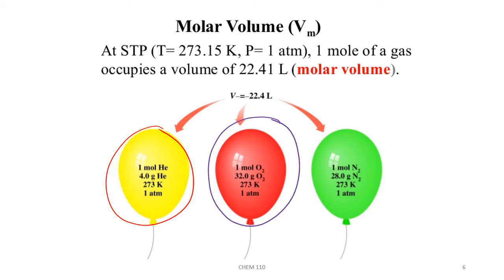If we have 1 mole of nitrogen, which is another diatomic gas, that would be 28 grams of nitrogen. And if we are at conditions of STP, that balloon would be 22.4 liters. Our molar volume at standard temperature and pressure is always going to be right around that 22.4 liter mark.